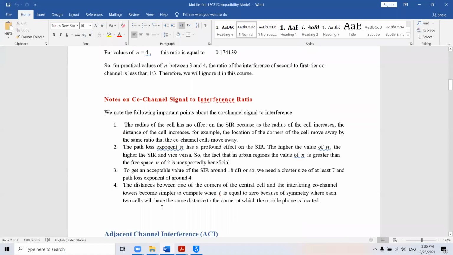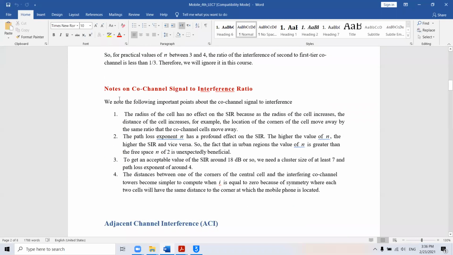Well, now, some notes regarding co-channel interference. Look, the radius of the cell has no effect on the SIR, because as the radius of the cell increases, the distance of the co-channel cells increases. For example, the location of the corners of the cell moves away by the same ratio, and the co-channel cells move away. The path loss exponent really has a profound effect. As you can see in the previous example, we have studied the effect of n. Okay, the higher the value of n, the higher the SIR, and vice versa.